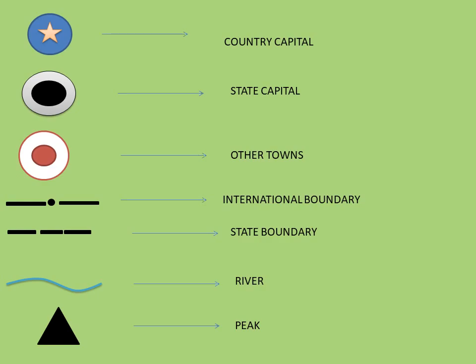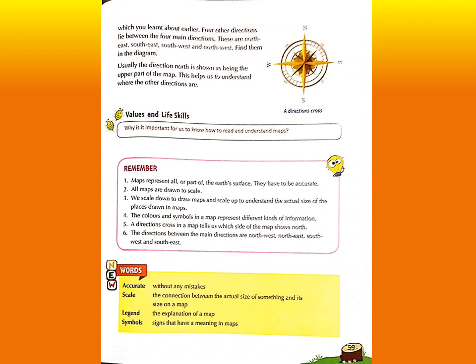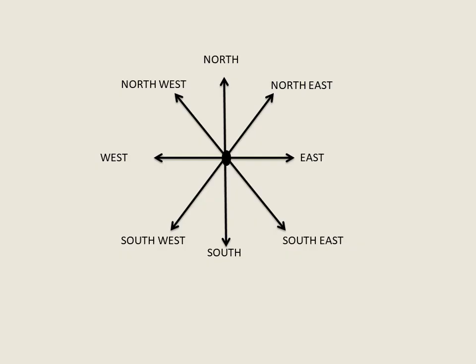All of you know the meaning of direction. A direction cross shows the four main directions. And one picture is also given on page number 59. That is a picture of a direction cross, and here we can see the four directions. We already know there are four main directions: north, south, east and west, which you already learnt.